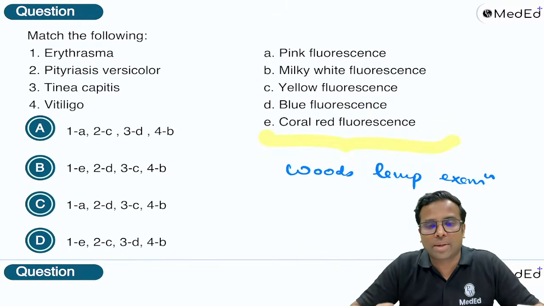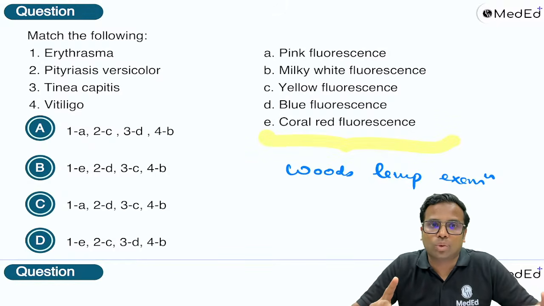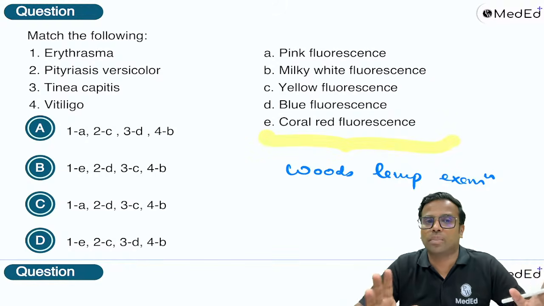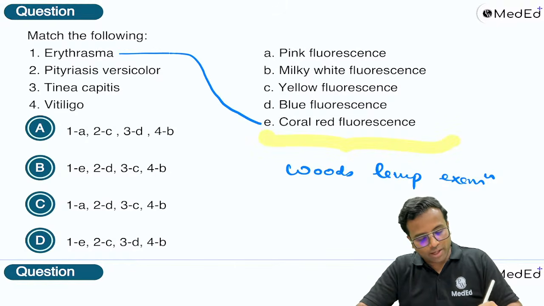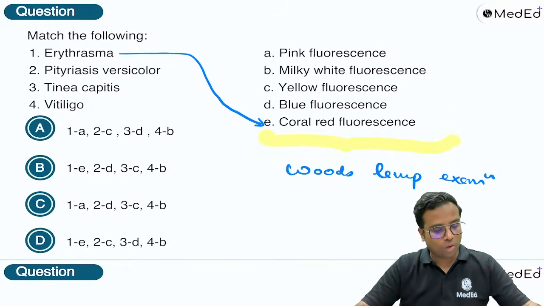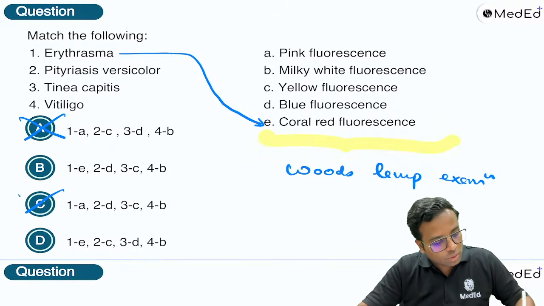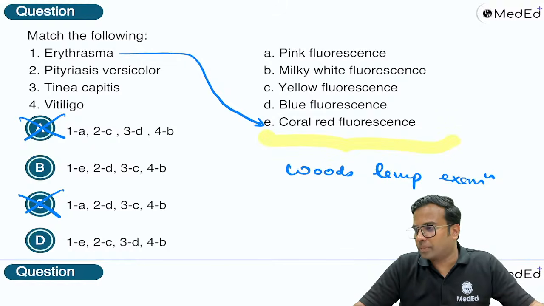So, in this Wood's lamp examination finding, let's see one by one. Again, follow the same rule. If you know any Wood's lamp examination finding, then see whether those are matched properly or not. Let's say erythrasma. In erythrasma, what is the color? In erythrasma, the color would be coral red fluorescence, right? So let's see 1E. How many options do we have where there is 1E? So I can rule out A and I can rule out C. Now I'm left with two options, B and D. So 1E is done. Then what are you more confident about?